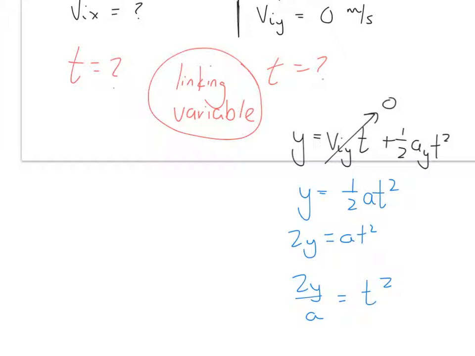So I divide by a_y, and that's a_y every time. And then take the square root, please, at the end. If you take the square root of both sides, the square root of t squared is just t. So the square root of 2y over a_y is our answer for the time it takes this object to hit the ground.